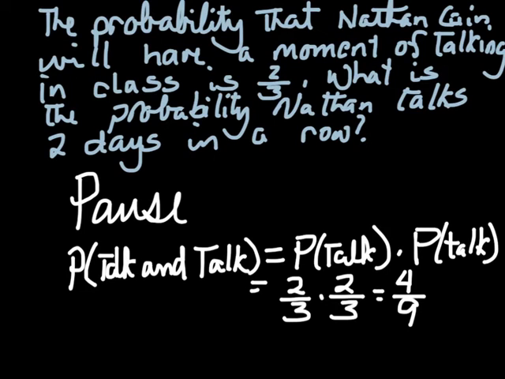And so, hopefully you've had enough time to pause, but so what's the probability of Nathan talking 2 days in a row? Well, it's the probability of talk day 1 and talk day 2, and essentially that's equal to the probability of talk times the probability of talk, since they're independent. So it's 2/3 times 2/3, or 4/9. So the reality is there's less than a 50% chance that Nathan will talk 2 days in a row.